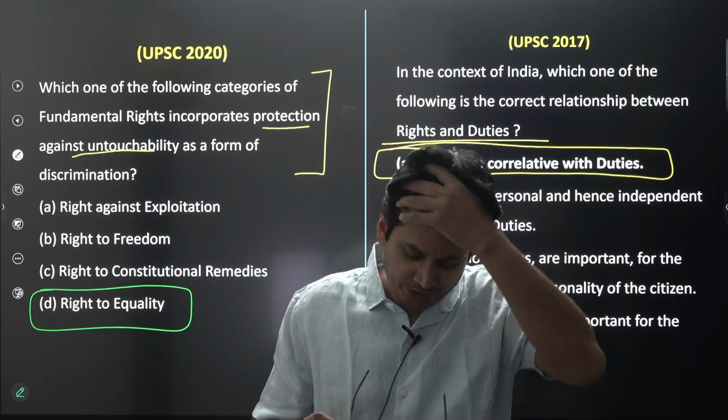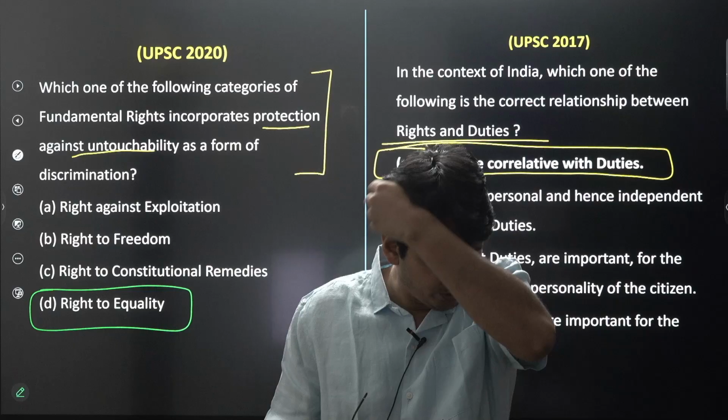So what did you learn, Amrutesh? क्या सीखा आपने? Fatima, what did you learn? Krishna, what did you learn?